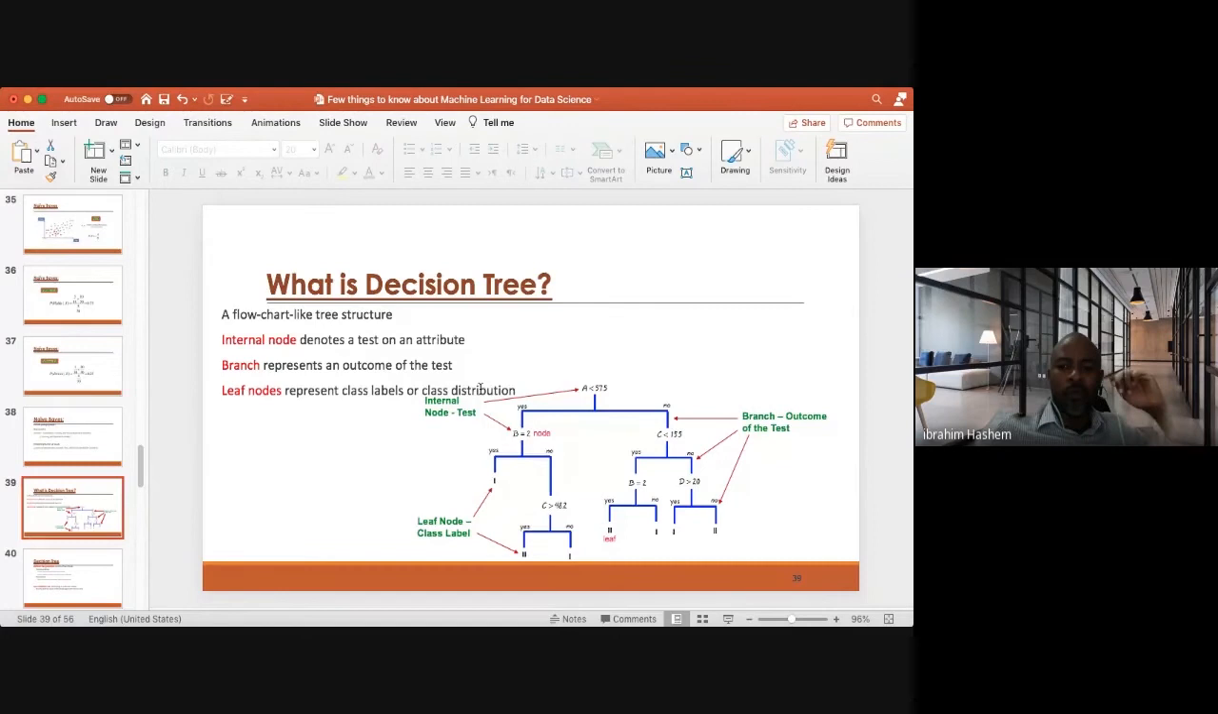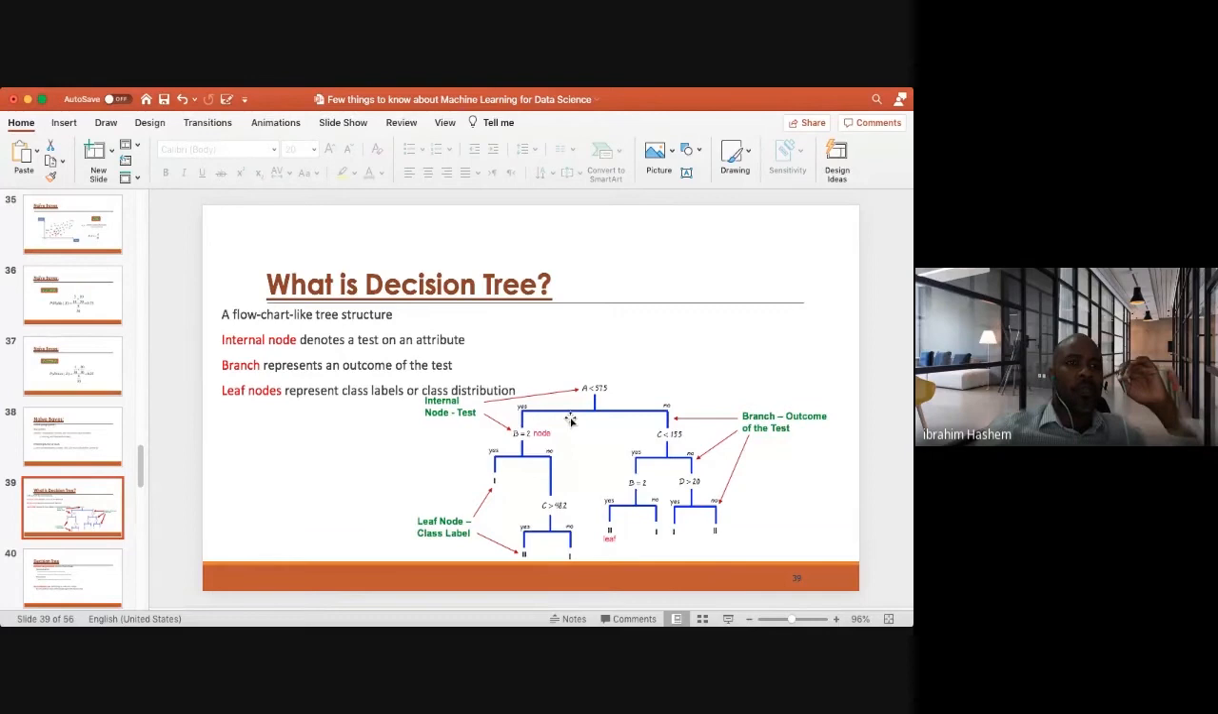The first is the internal node test, and then you have the branch, which is the outcome of each test. So the branch can grow into bigger branches until you have the last, or it can be very small, depending on the number of attributes that you have. But with a decision tree, you have to be very careful with the selection of the features, which one must be started first, and so forth. There are some techniques they use in this.